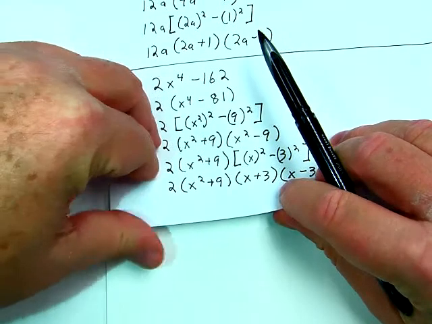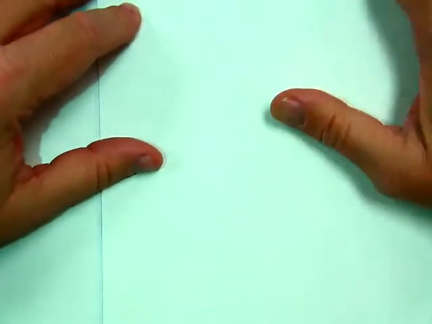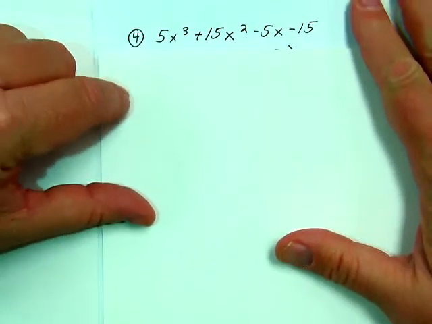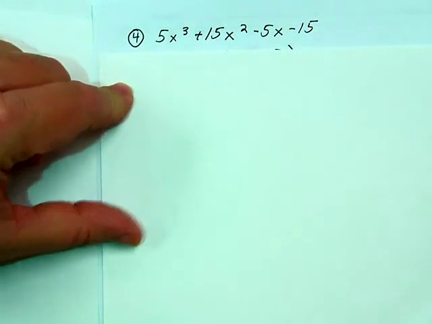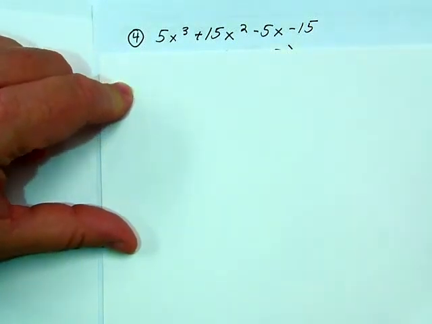All right. Now let's look at the next example. The next example is example 4 in your book, and it looks like this. Down on the screen, here we go. 5x cubed plus 15x squared minus 5x minus 15.